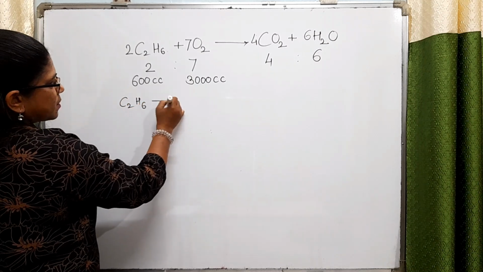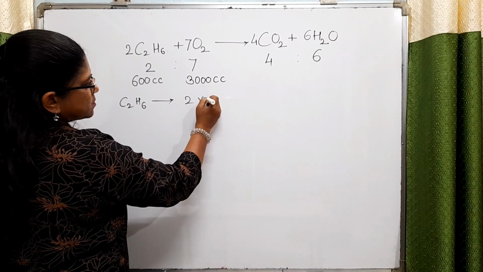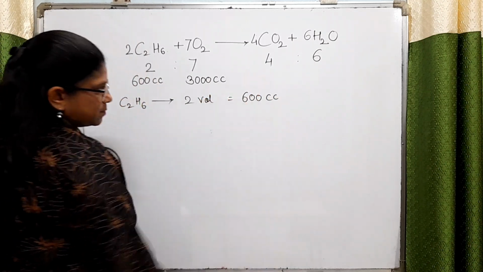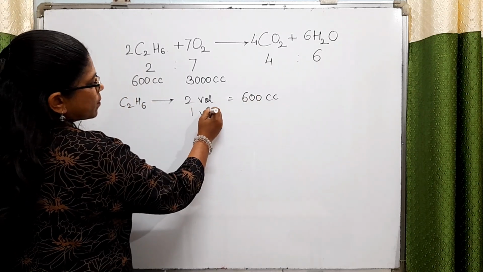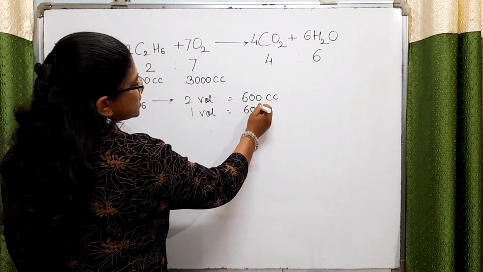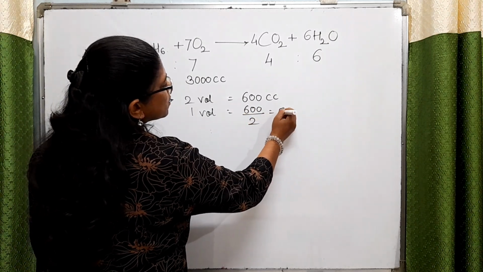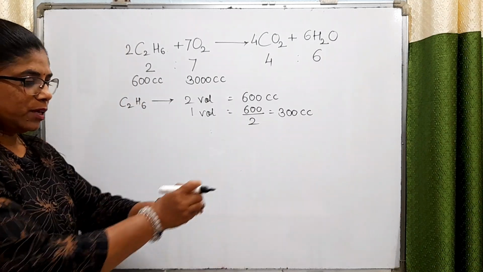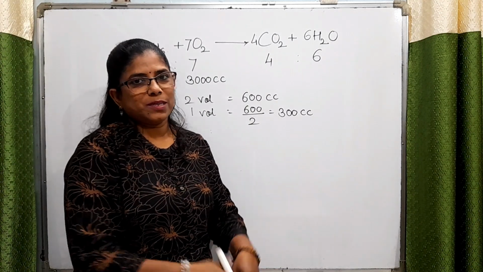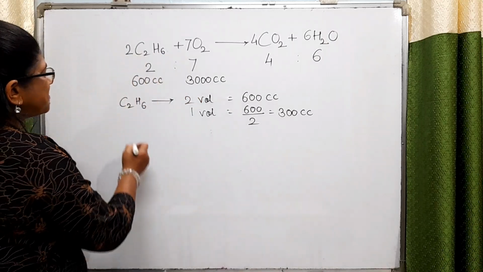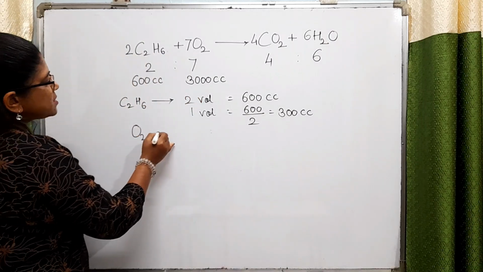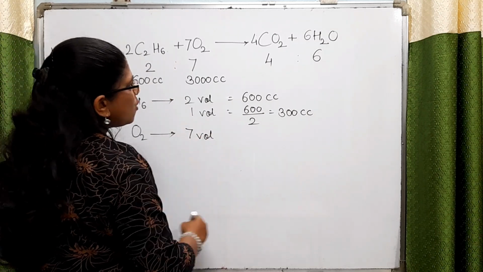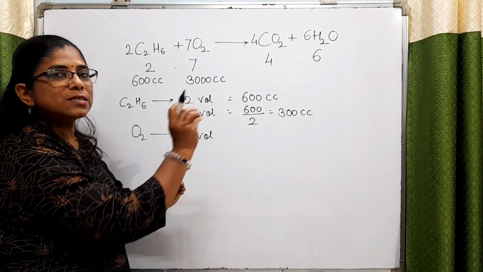C2H6, 2 volumes, which is equal to 600 cc. So 1 volume is equal to 600 upon 2, that is 300 cc. Now we got the value of 1 volume. Next part is very easy. Here oxygen which is utilized in this reaction is 7 volumes. Now we know the value of 1 volume, that is 300.